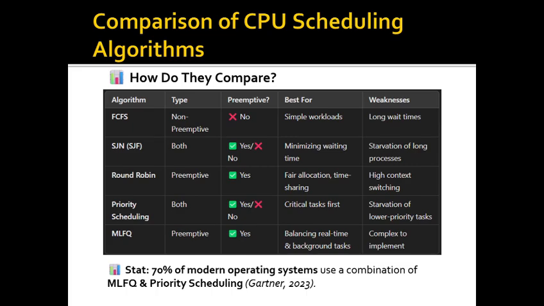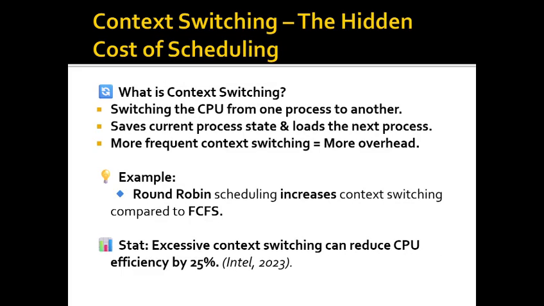Round robin is preemptive with fair allocation and time sharing, and its weakness is high context switching. Priority scheduling is both preemptive and non-preemptive, runs critical tasks first, and its weakness is starvation of lower priority tasks. MLFQ is preemptive and balances real-time and background tasks. Its weakness is that it is complex to implement.